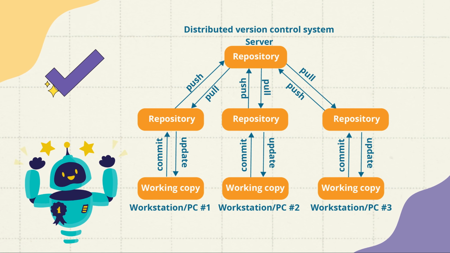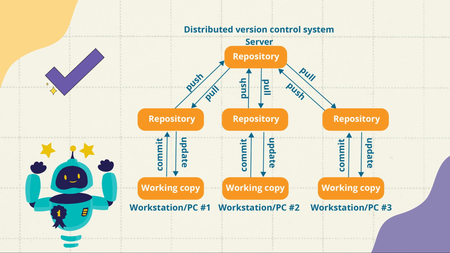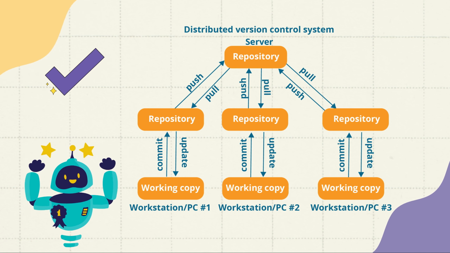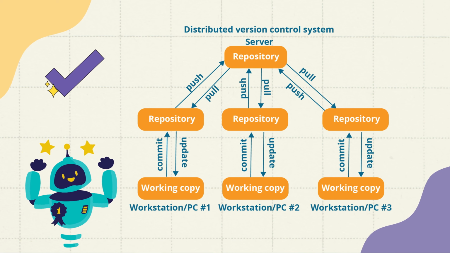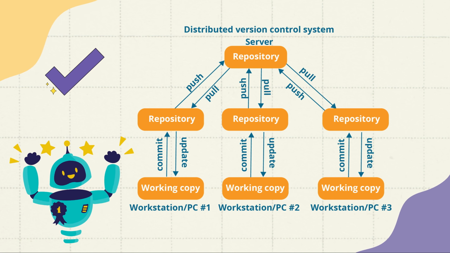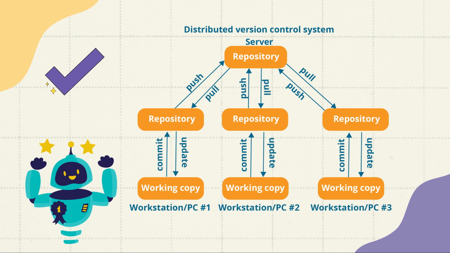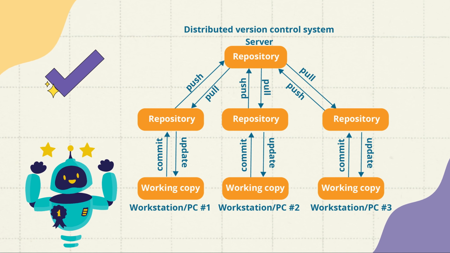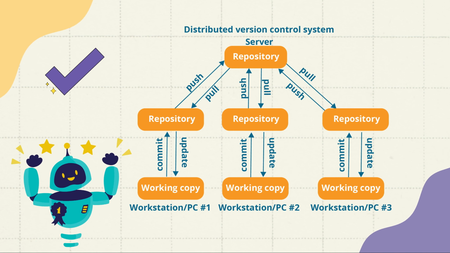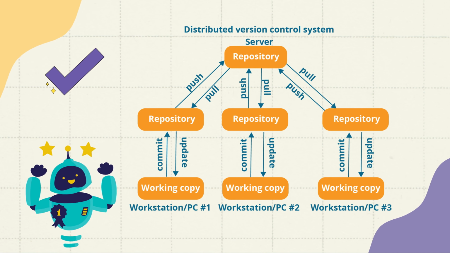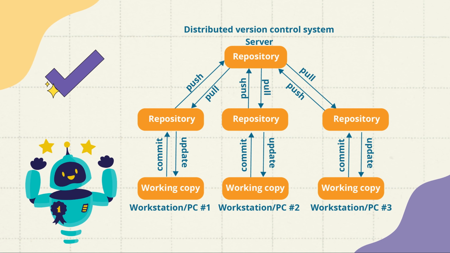Every file should be available to the particular developer. Users can work offline, commit changes to the local repository, and later synchronize with other repositories to share changes. So a distributed version control system offers more flexibility and redundancy compared to the centralized version control system. Let's talk about some real-life scenarios of the distributed version control system.